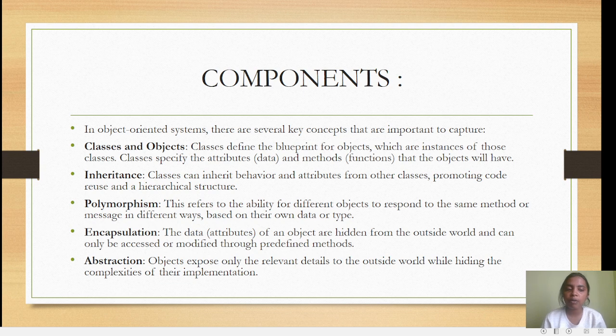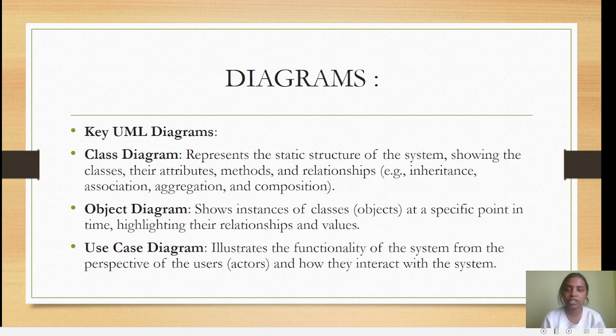And let me look over inheritance. What does inheritance mean? Classes can inherit behavior and attributes from other classes, from one class to other classes, promoting code reuse and a hierarchical structure. We need to have a proper hierarchical structure also. Polymorphism refers to the ability of different objects to respond to the same method. Encapsulation: the attributes of an object are hidden from the outside world and can only be accessed or modified through predefined methods. Abstraction: objects expose only the relevant details to the outside world while hiding the complexities of their implementation.